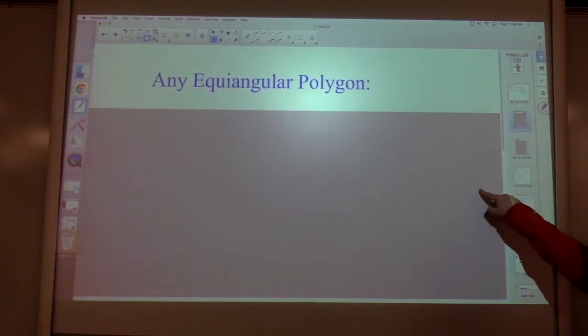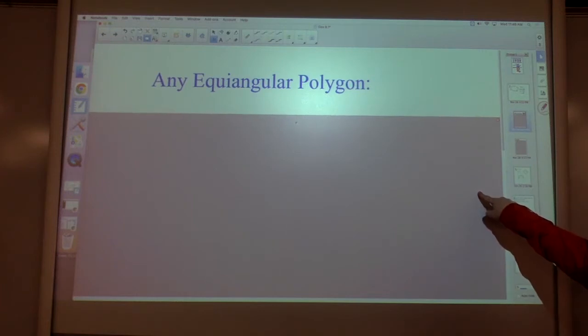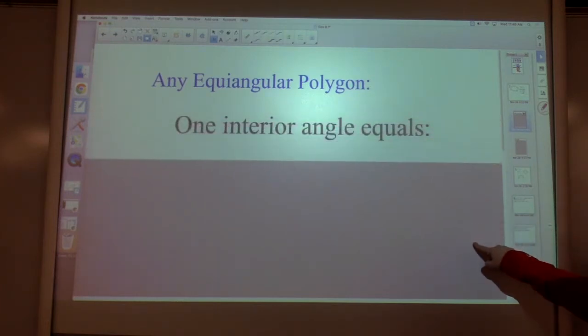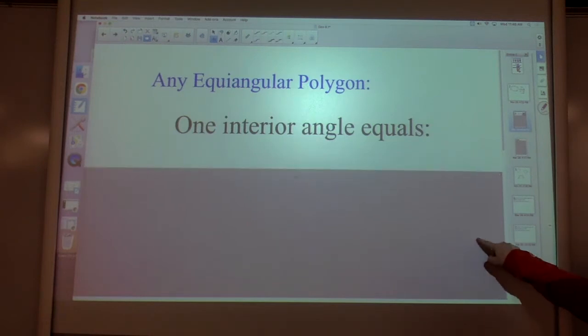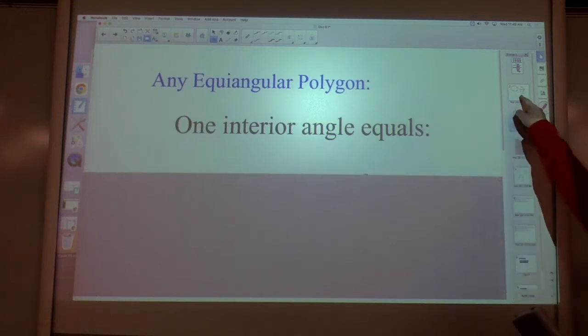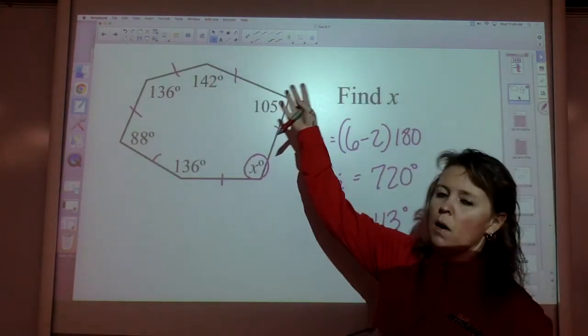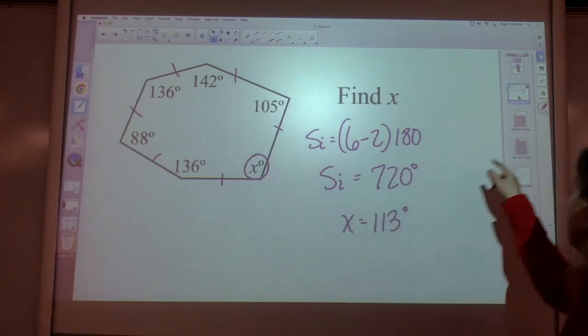Next up, any equiangular polygon. Again, with the vocab, equiangular means that all the angles are congruent. Doesn't mean all the sides are, but all the angles are. It has to be equiangular for you to find one interior angle. Otherwise, we have no idea what one interior angle is because they could all be totally different.